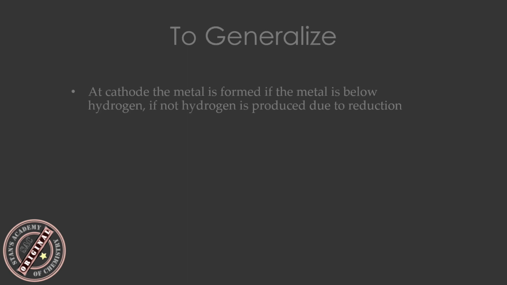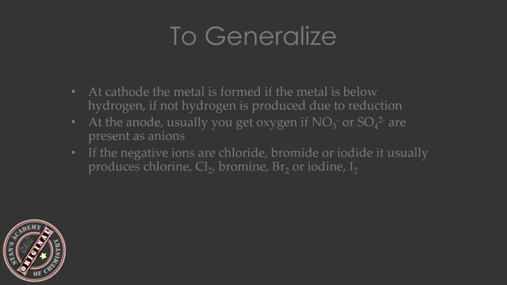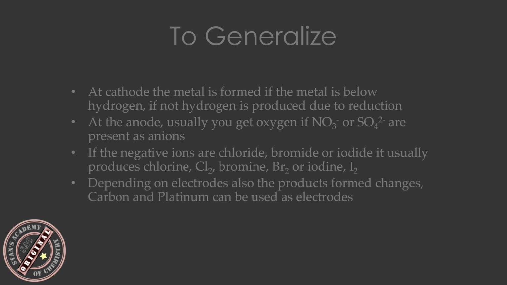Therefore, to generalize, at the cathode the metal is formed if the metal is below hydrogen in the standard reduction potential value, and if not, hydrogen is produced due to reduction. At the anode, usually you get oxygen if nitrate or sulfate ions are present as anions. If the negative ions are chloride, bromide, and iodide, it usually produces chlorine gas, bromine gas, and iodine. Depending on the electrodes also, the products formed can change. Sometimes we can use carbon as the electrode, but in the cases that we have discussed, we have used platinum as the electrode.